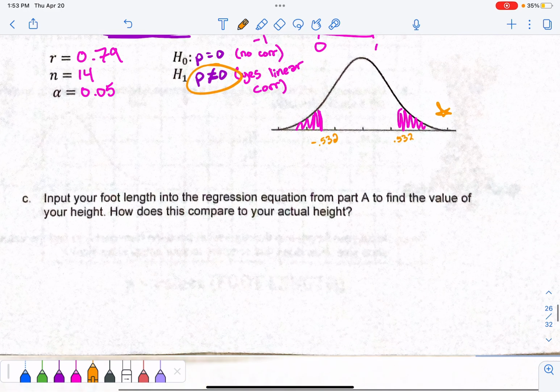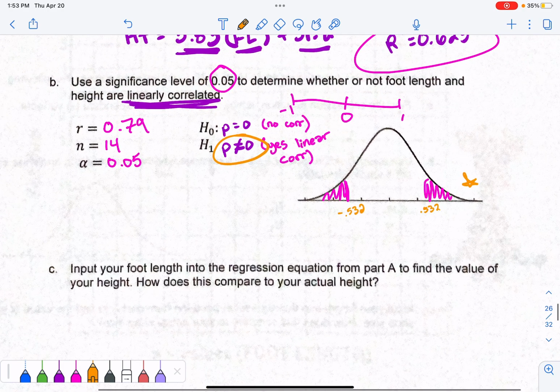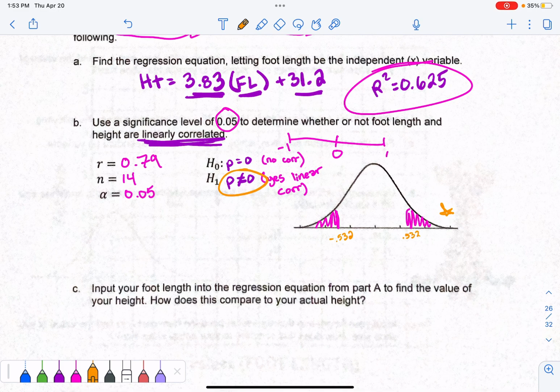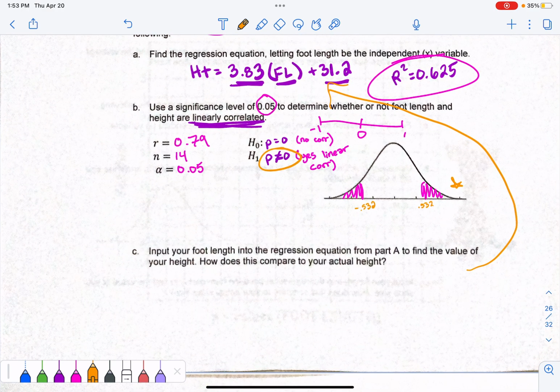All right, part C is a part that you're going to have to do on your own, and everybody's answer is going to be different. So I will know if you cheated off of somebody else, I suppose. And you're going to use this equation right here, and you are going to use your foot length. You're going to put that into your regression equation. This should be very, very easy, and it's going to spit out what your height should be.